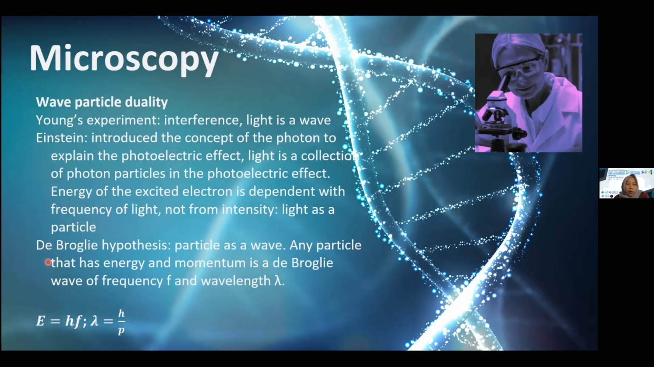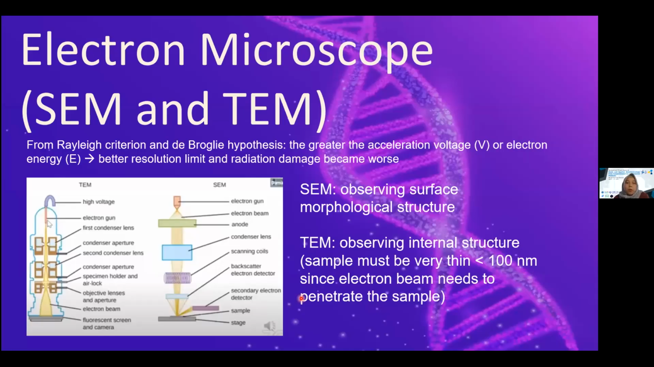Then de Broglie hypothesized the opposite of the photoelectric effect, stating that a particle is also a wave. So any particle, in this case the electron, that has energy and momentum is a de Broglie wave with frequency f, and has a wavelength property. So we can use electrons as the radiation source in our microscope, as in the SEM and TEM. And by using electrons, we can also get better resolution.